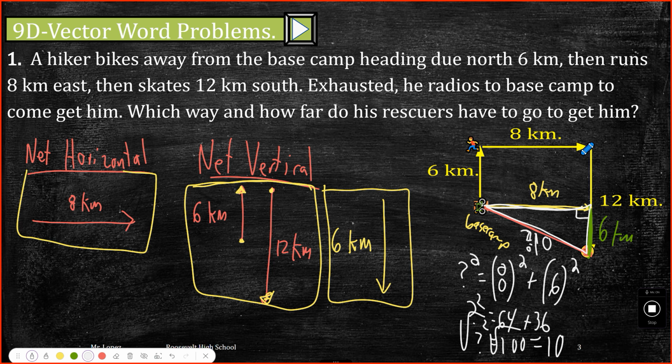So 10 is the, so when he says, they tell him, he radios back and says, hey, I went 6 kilometers north, 8 kilometers east, and then I went down south 12 kilometers, and they say, I don't know, can you just do the math and tell me where exactly. Okay, look, it's 10, a distance of 10 at this angle. What is angle theta?